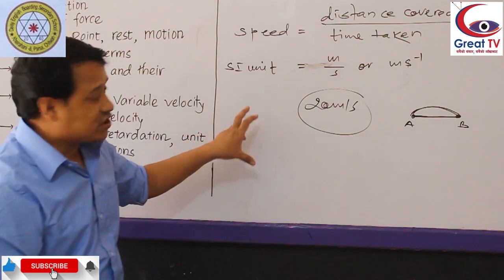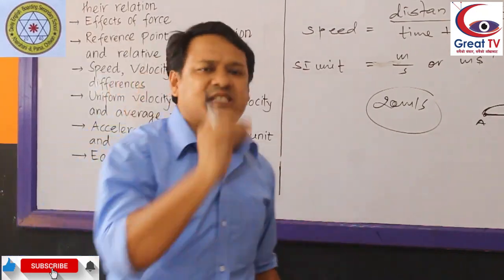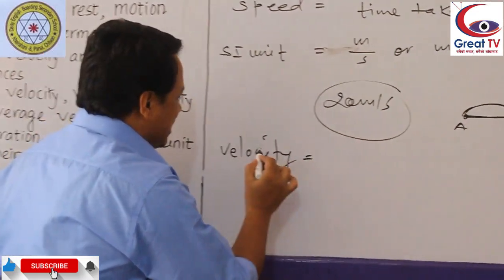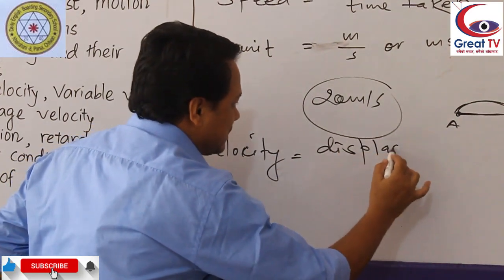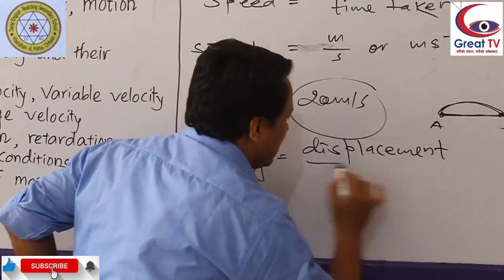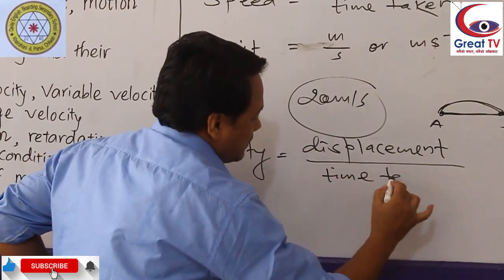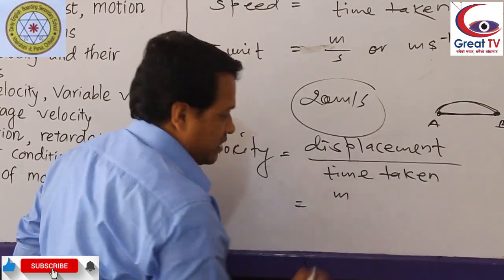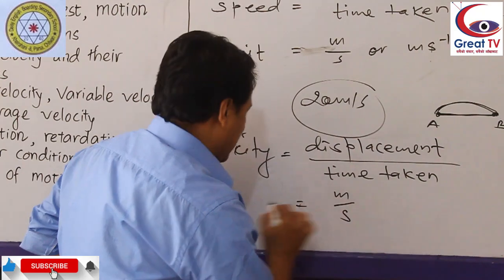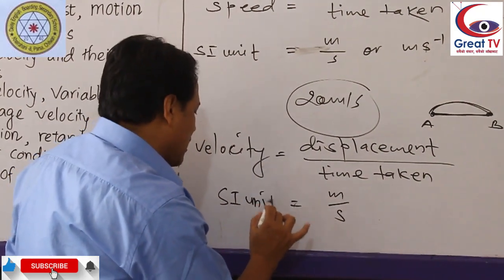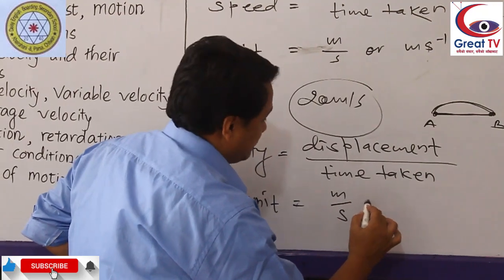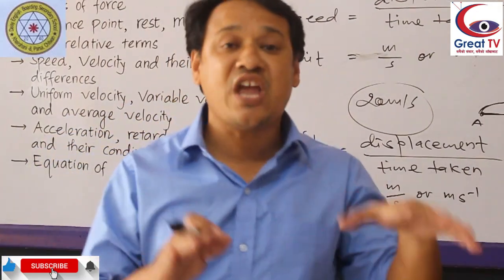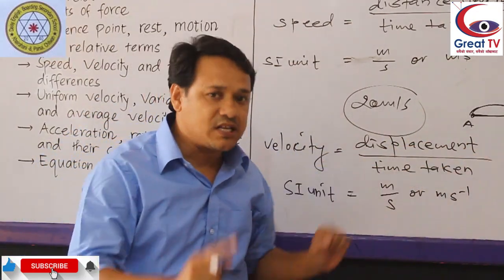Okay, so velocity means rate of change of displacement, okay? Velocity equals displacement divided by time taken. Displacement is also a length, that's why its unit is also meter. Time taken unit is second. So the SI unit of velocity is also meter per second, okay? So both speed and velocity have the same unit, that is meter per second.